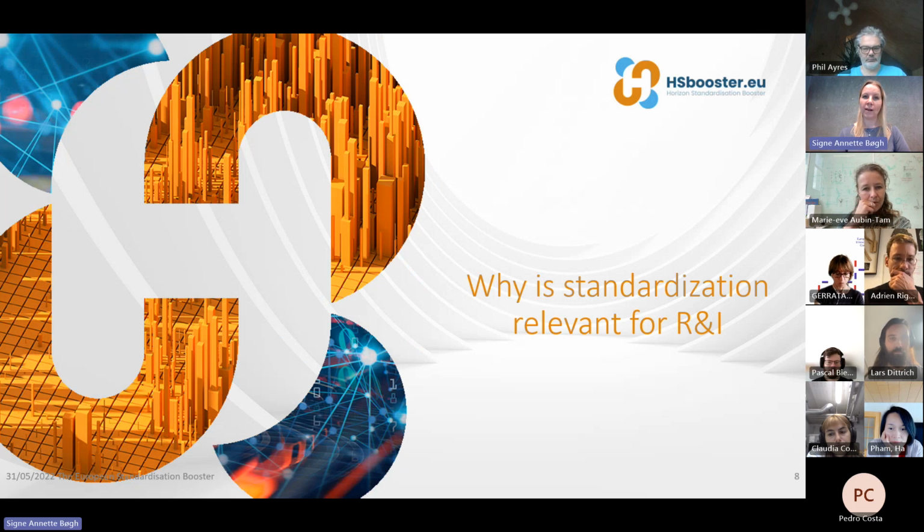So why is standardization relevant for research and innovation? Oftentimes, people will think this is something that's only needed for well-established technologies, but this is very far from the truth. Actually, standardization is a key in making research and innovation work for society.